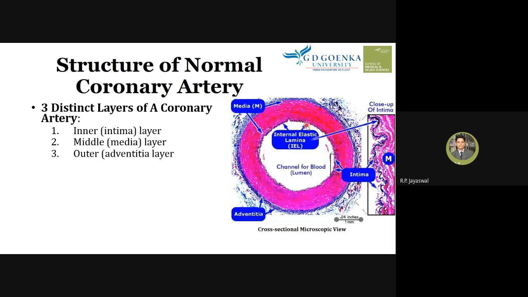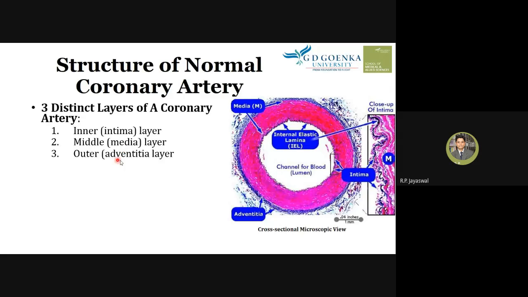And second is the middle or media layer. So here, the red part, this muscular part, media is M for middle, and this is the muscularis part. From the inner layer out to the outer layer, between the inner layer and the outer layer, we have this reddish area, and this indicates the structure of the middle layer of the coronary artery.